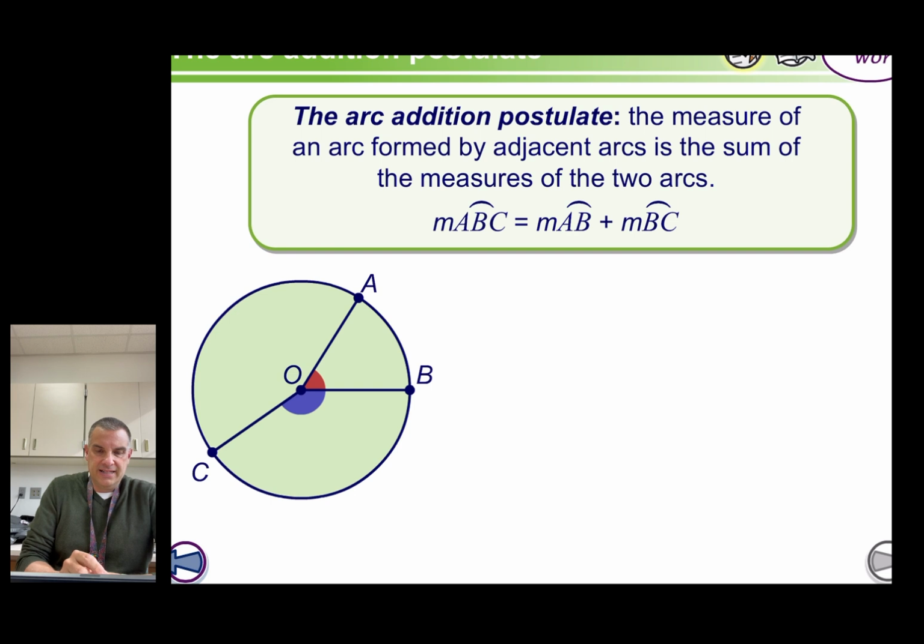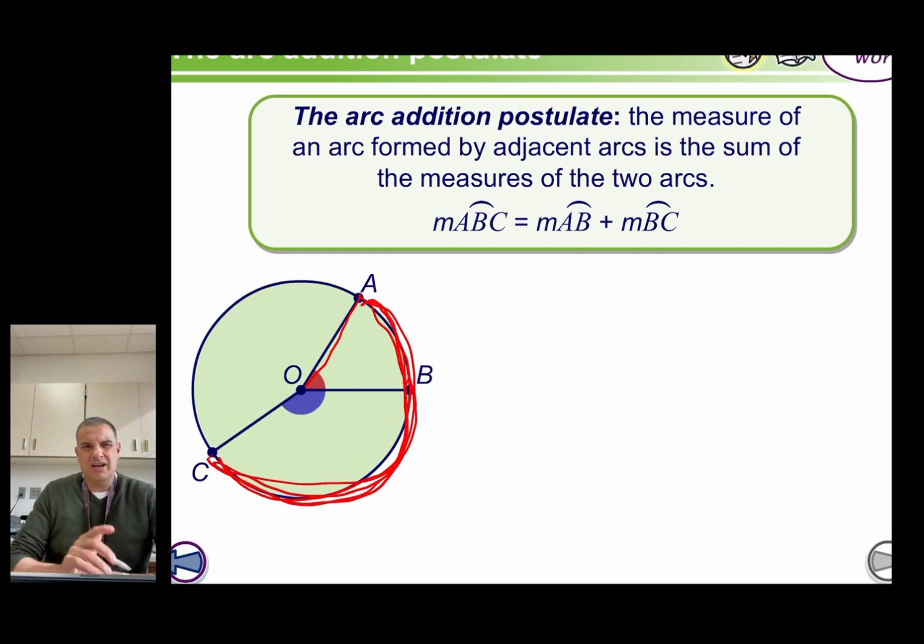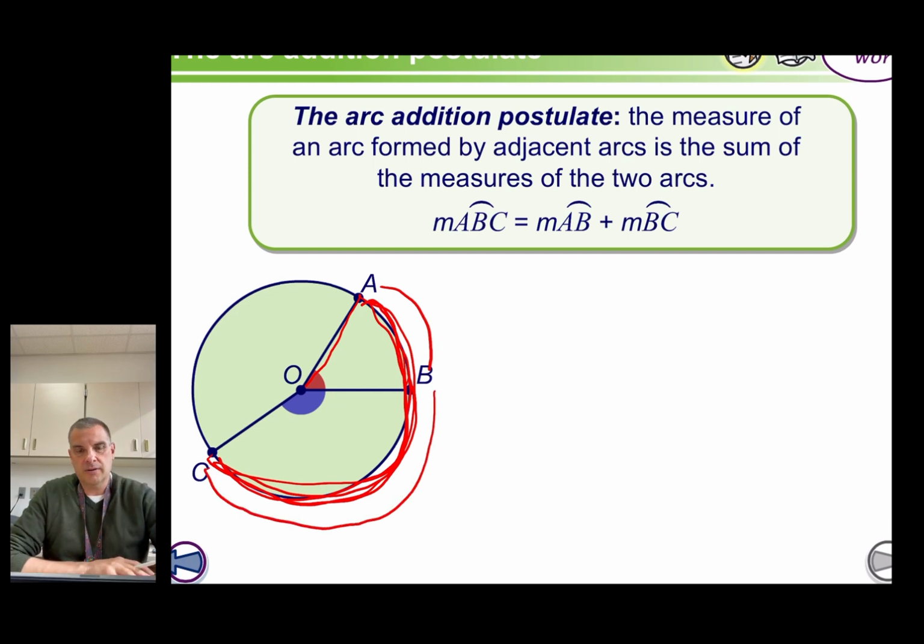So if I take the measure of arc ABC, which is this whole arc right here, when we're naming arcs, you can have what's called a major arc or a minor arc. Three letters is going to be a major arc. When you're doing the arcs, you have to follow the letters. So what the arc addition postulate says is that that arc is equal to the measure of this arc plus the measure of that arc.